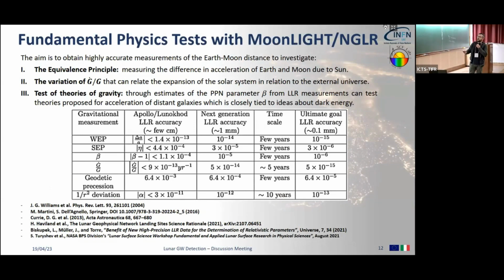This is the current situation, what we can get from lunar laser ranging with the actual arrays. These are limits on the accuracy we get on the weak and strong equivalence principles, the beta parameter, variation of the gravitational constant, geodesic precession, and inverse square law deviation. This would be what we could get with a pair of new retroreflectors like MoonLIGHT on the moon. We go down to an accuracy of 1 millimeter, and on a time scale of a few years, at least 5, but I would say better 10, you will get an ultimate range accuracy of 0.1 millimeter. And this is very important.